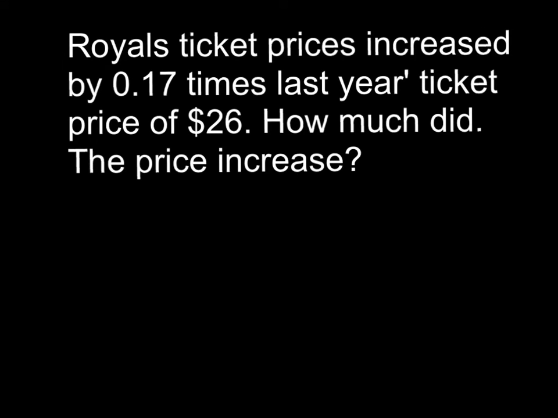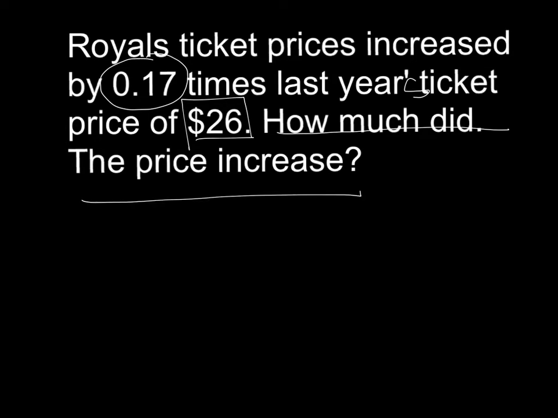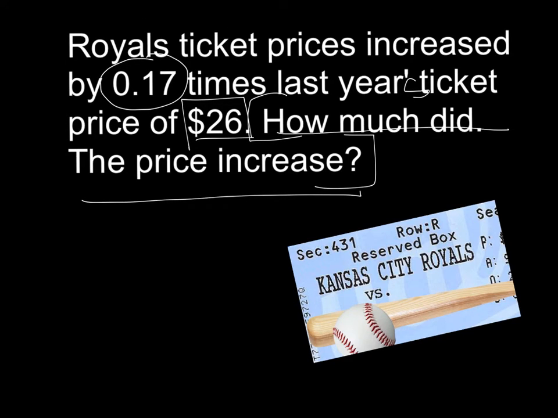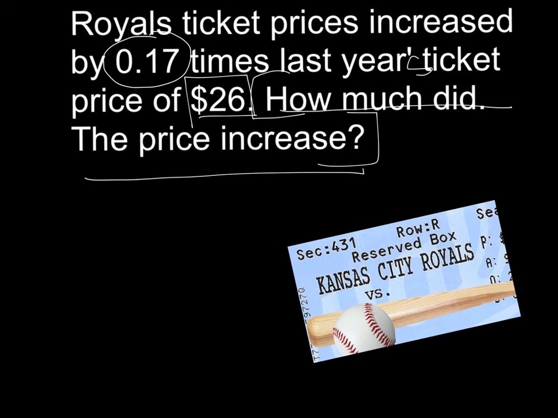Our first word problem I want to share with you today is that Royals ticket prices increased by 17 hundredths times last year's ticket price of $26. So the question is, how much did the price increase? Sorry about that, I've got a few typos in there. As you can see, the price last year was $26, and that price increased 17 hundredths.